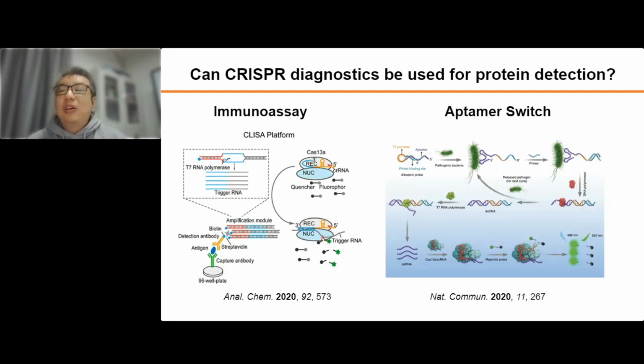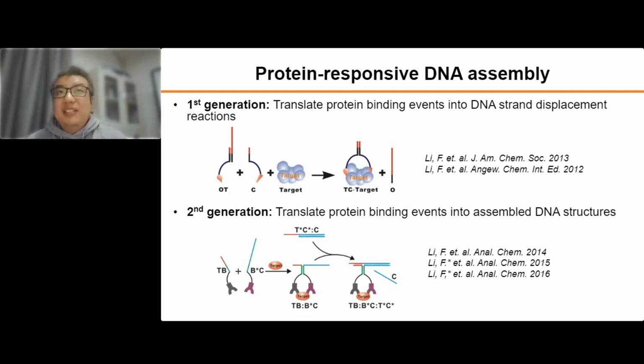Another typical type of work is to make use of aptamers. Those aptamers can switch their structures and trigger subsequent amplification reactions upon binding with proteins. One of the issues is that the immunosystem always has very high background, like immuno-PCR. But for the aptamer system, there are not enough aptamers available for designing such assays. So we developed a system we call protein-responsive DNA assembly.